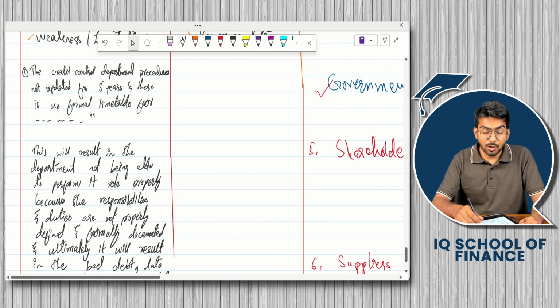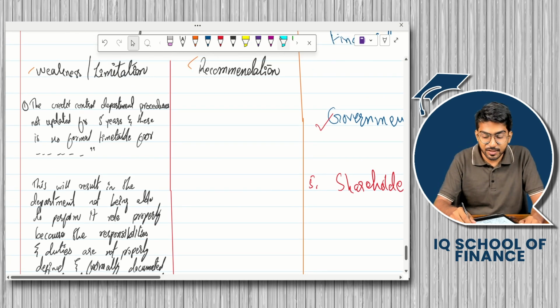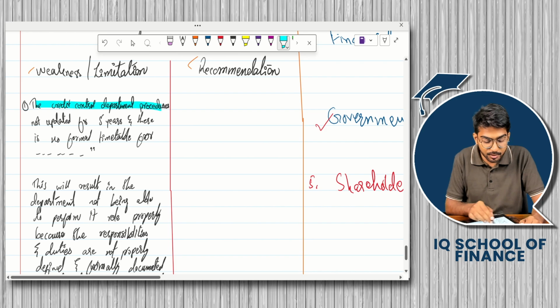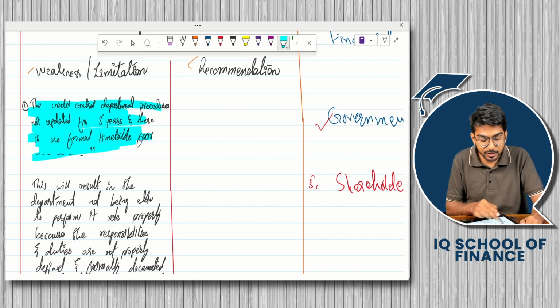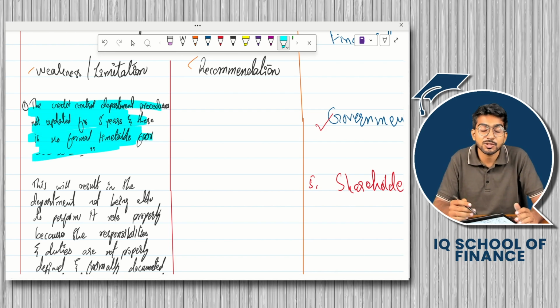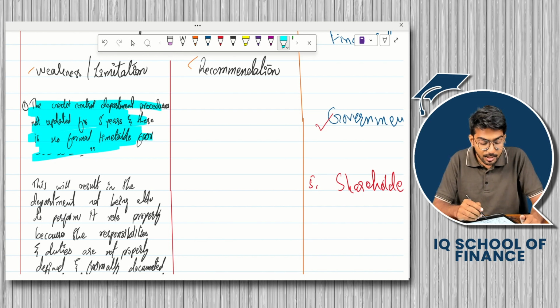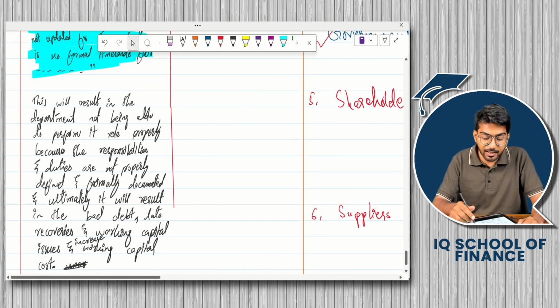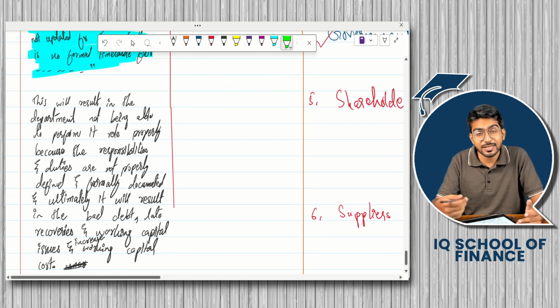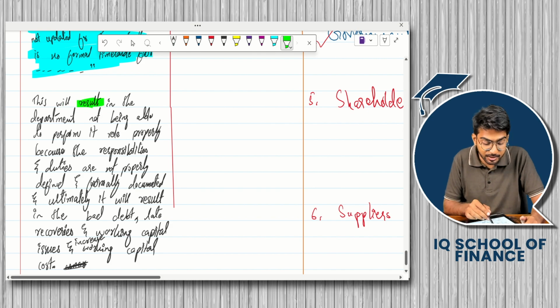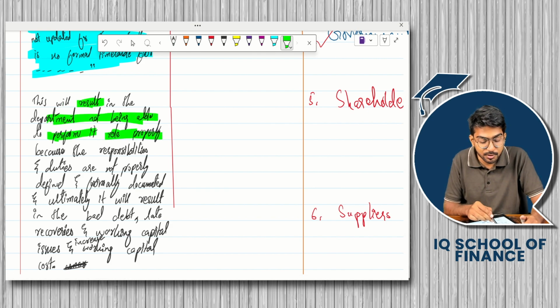Okay, so now see how simply I have drafted the answer. I have copied and pasted point number one here, that the credit control department has no procedure, and the procedure has not been updated for 5 years. There is no timetable for invoicing, chasing, reminders, and everything, right? And after that, I have simply mentioned what we just discussed, that it will result in the department not being able to perform its role properly because responsibilities and duties are not properly defined and formally documented.